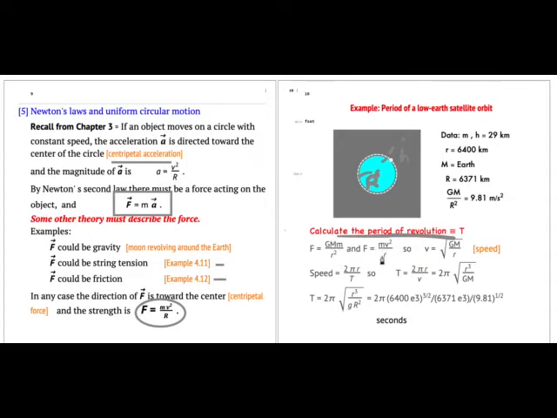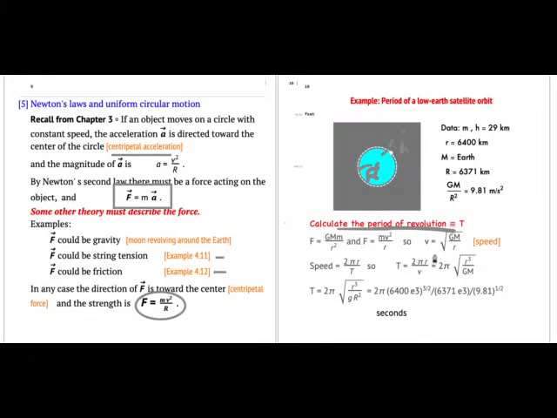I can solve for v, multiply both sides of the equation by r, take the square root. v is the square root of GM over r. So that's the speed of the satellite. Now the speed of the satellite is the circumference of the circle divided by the period. So the period is 2 pi r over v. The time is the distance over the speed. The time for one orbit is the distance of one orbit, one circumference, divided by the speed.